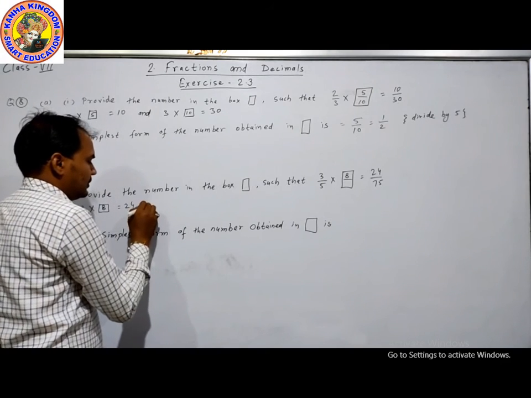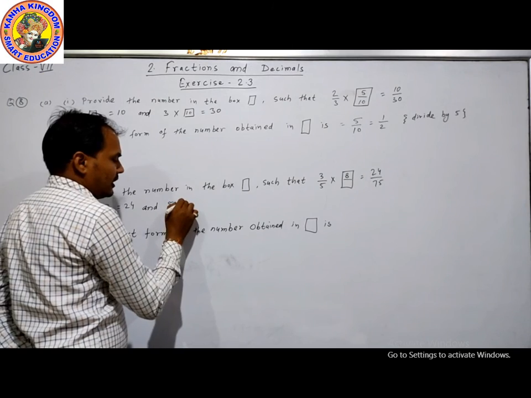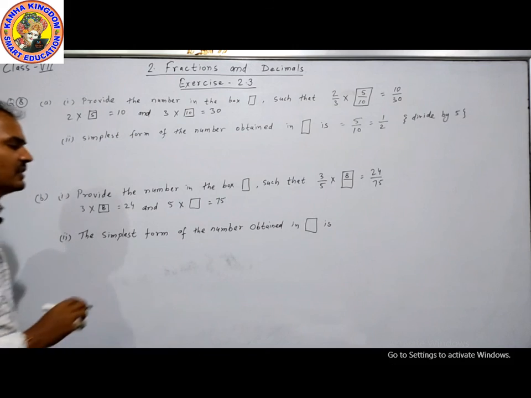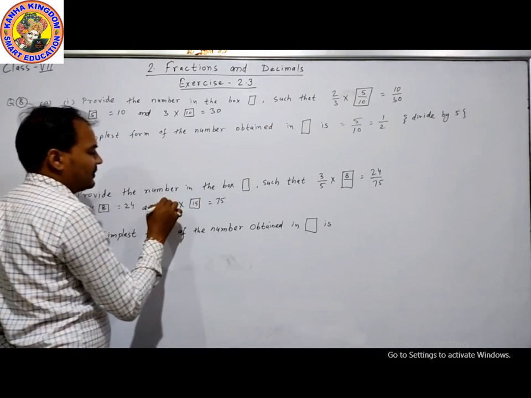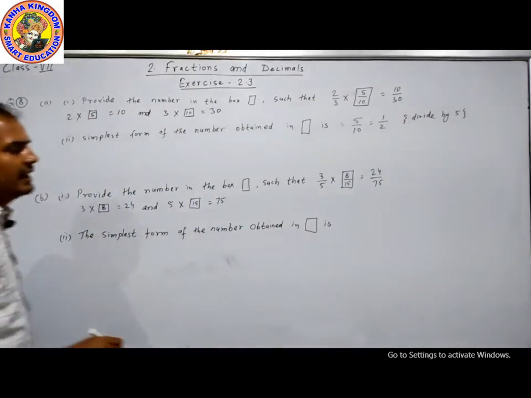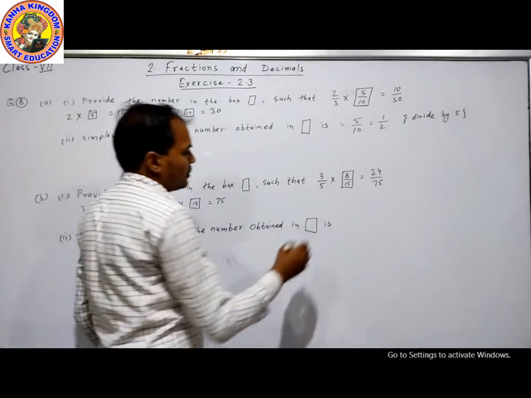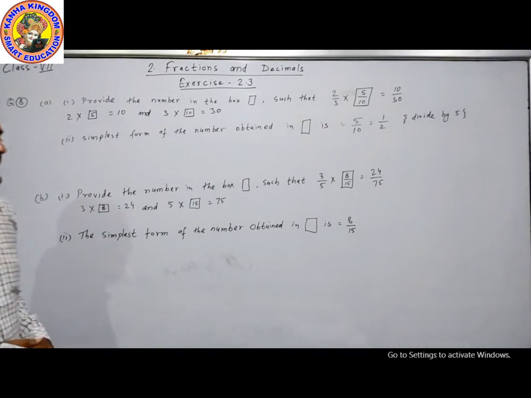Another, 5 into the box is equal to 75. 15, 5 15 is 75. So the number is 8/15. The simplest form of the number obtained in the box is 8 by 15. There is no common factor in this number, so we cannot divide this fraction number any more.